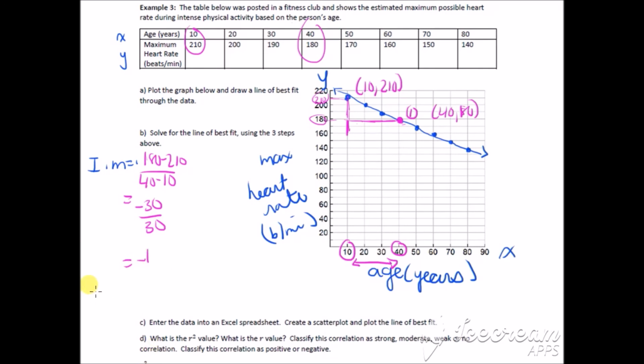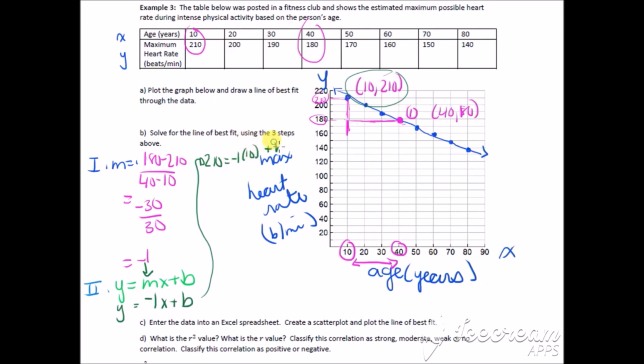Okay, step 2 is finding the y-intercept. So let's go y equals mx plus b. Okay, we're going to sub in that negative 1. And then we're going to sub in one of the points. Let's use this point here. So 210 equals negative 1 times 10 plus b. So 210 equals negative 10 plus b. When we move that negative 10 over, it becomes positive 10. So I get 220 equals b.